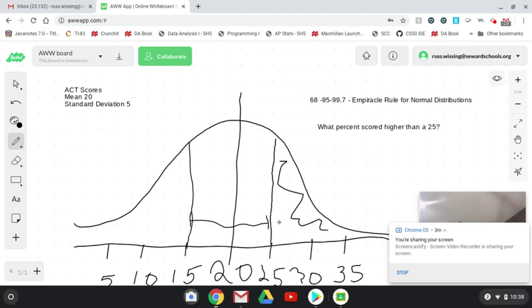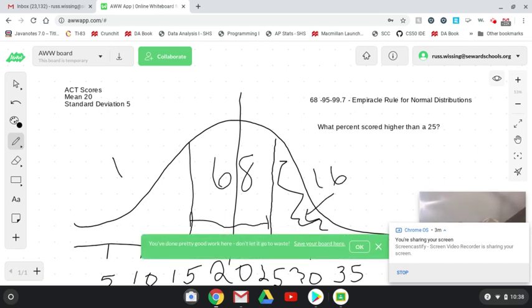Okay, and you can just do that by drawing the little sketch. Remember, there are 68% here, and 100 minus 68 is 32. So that would leave 16% out in this side and 16% out in this side.